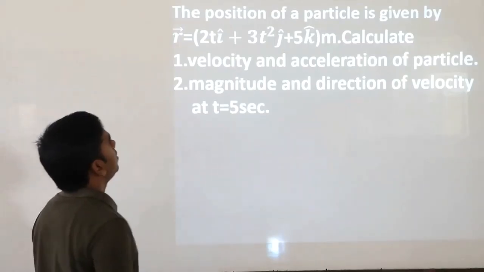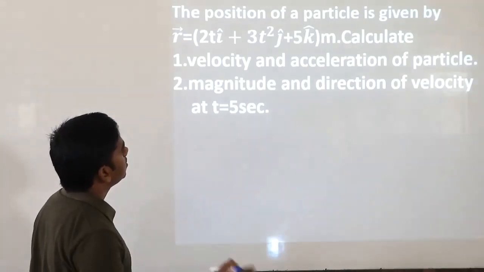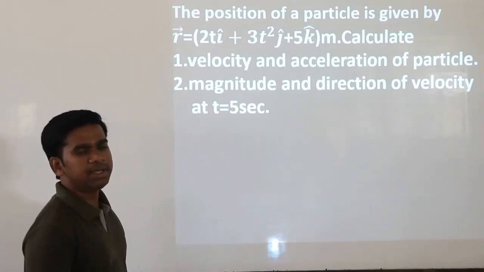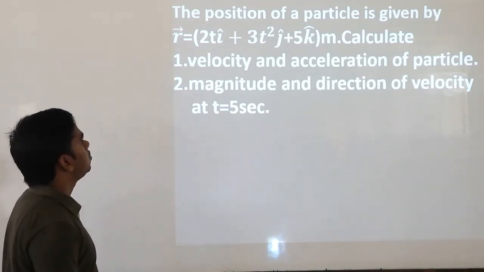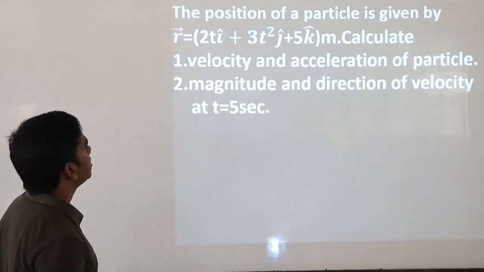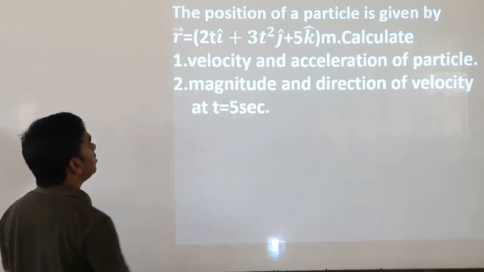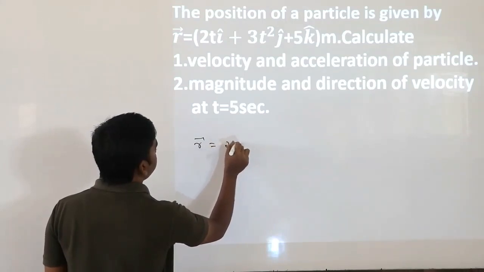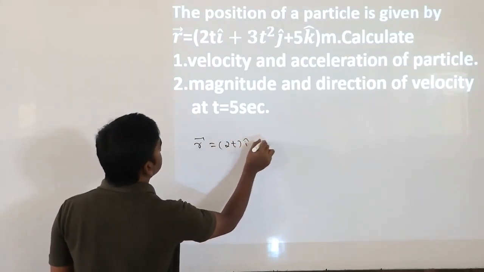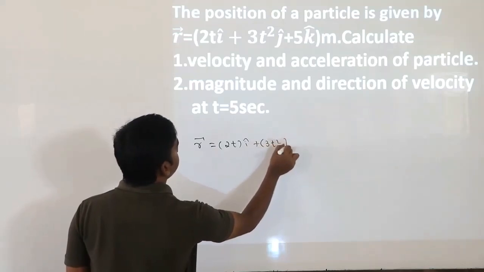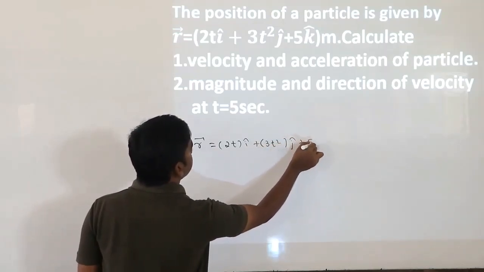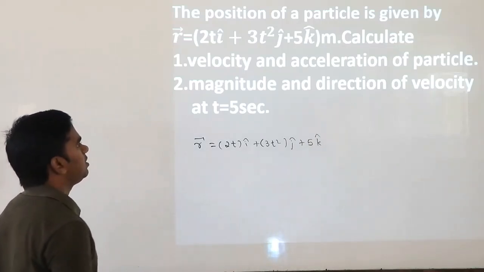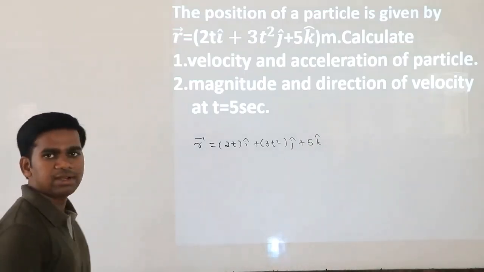Next question. This is based on the position in vector form. The position of a particle is given by r equals 2t i cap plus 3t square j cap plus 5 k cap. Calculate the velocity and acceleration of the particle. First you have to calculate velocity and acceleration.